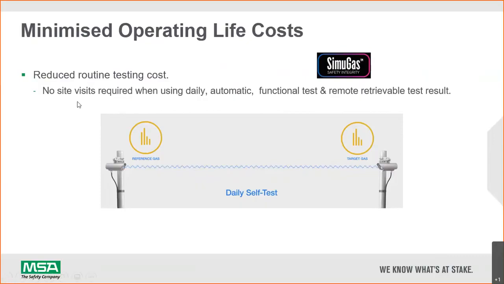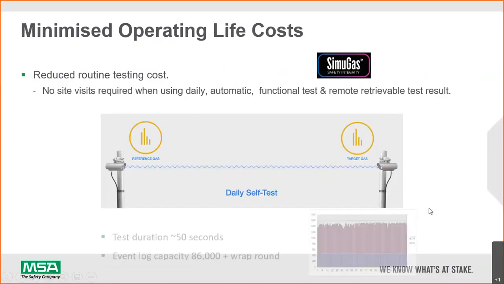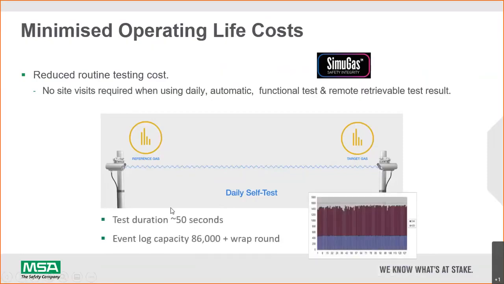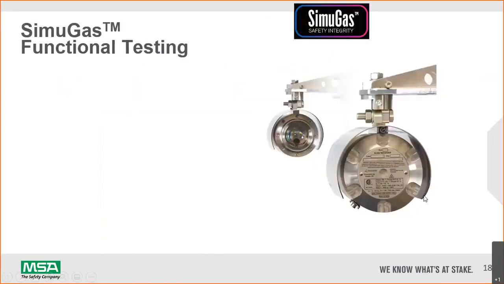So no visit is required when using the daily automatic functional test and remote retrievable test report. This is the beauty of validation, and that is why I say we don't need any calibration, because we do the validation on a daily basis. During that validation time, the 50 seconds, the analog 4 to 20 milliampere output will be on hold. And we have an event log capacity where 86,000 data points can be stored.